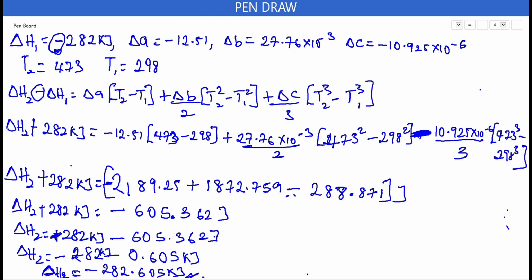You can see that with the formula we can get the change in enthalpy not only for standard temperature, but at other different temperatures too. So eventually we have gotten our H2 to be equal to minus 282.6 kilojoules.